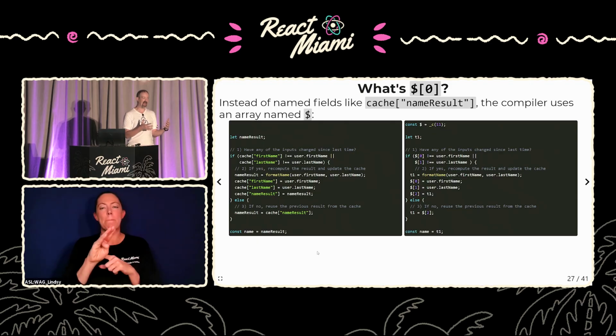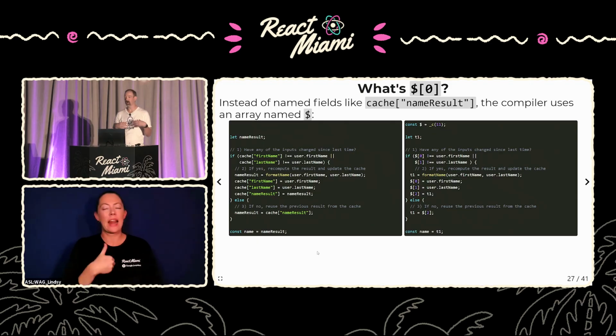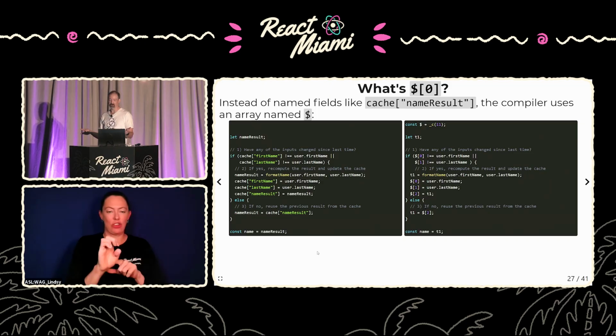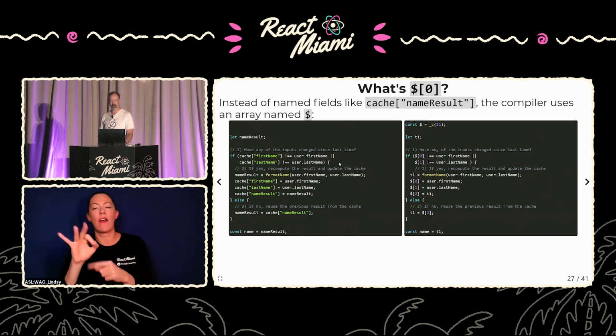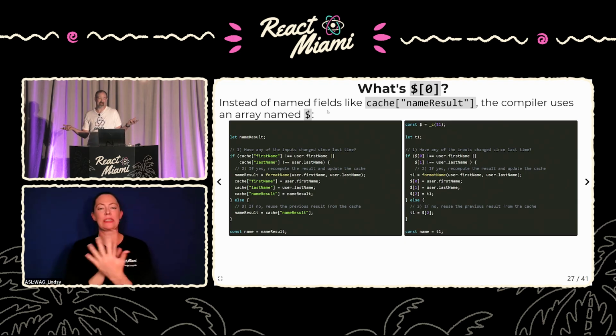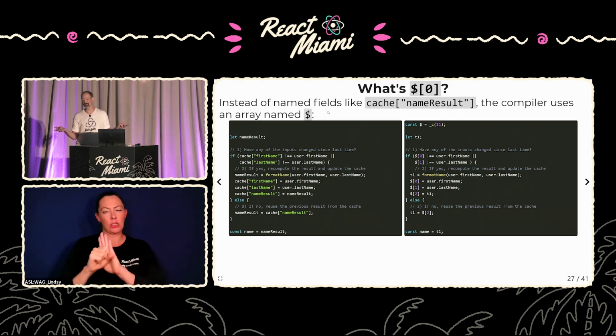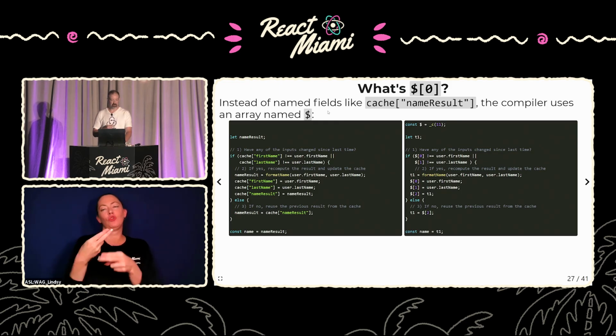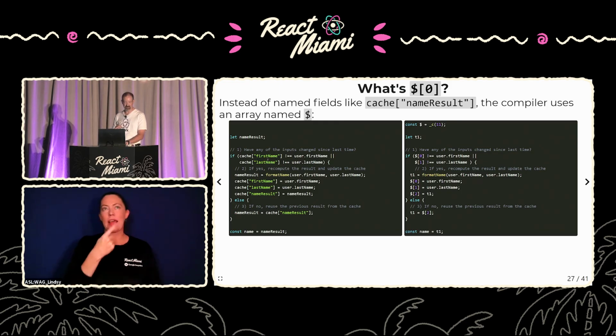So instead of actually having an object named cache or looking up fields like name result, the compiler just uses an array named $. OK. Sure. I mean, it's the same reason why jQuery ended up using the $ in the first place. It's a valid JavaScript identifier. It's one character. That means it's shorter. The compiler is inserting a lot of extra code anyway, but at least let's try to make that code kind of shorter. So instead of saying cache bracket first name and cache bracket last name, it says $ bracket 0 and $ bracket 1. It's the same thing.